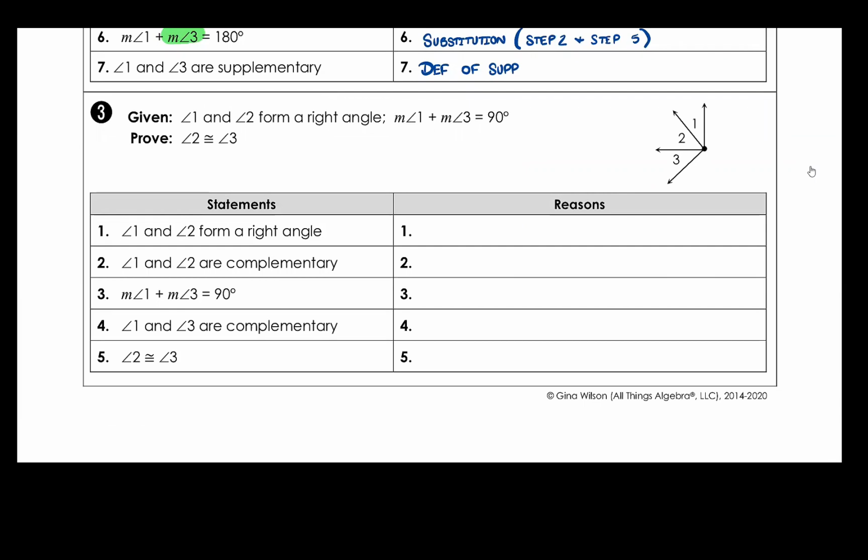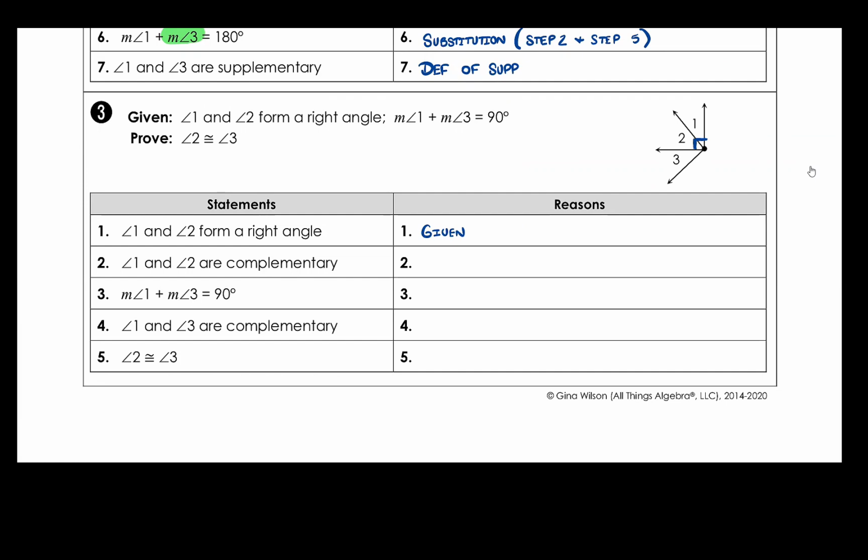All right, number 3. 1 and 2 form a right angle. 1 plus 3 equals 90. Prove 2 is congruent to 3. How do we know 1 and 2 form a right angle? So let's go ahead and mark that in our figure. 1 and 2 form a right angle. Remember, we signify a right angle with that box. 1 and 2 are complementary.